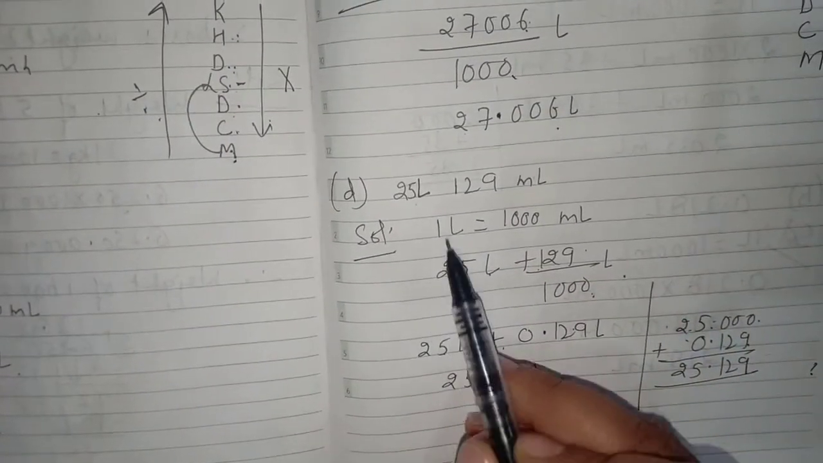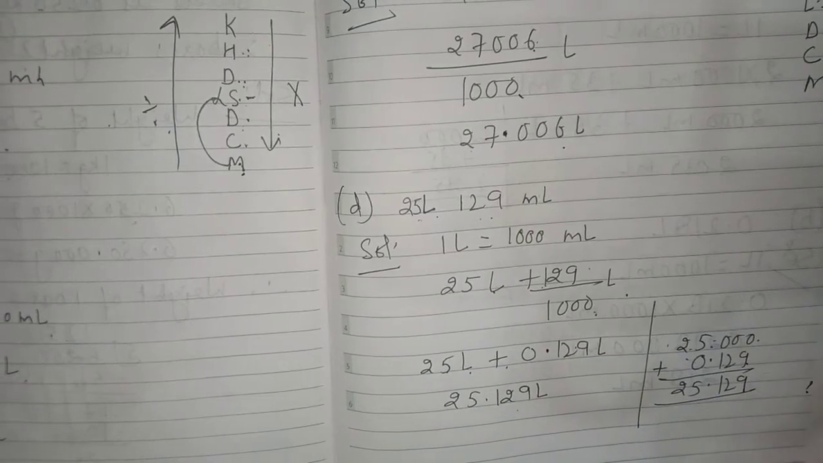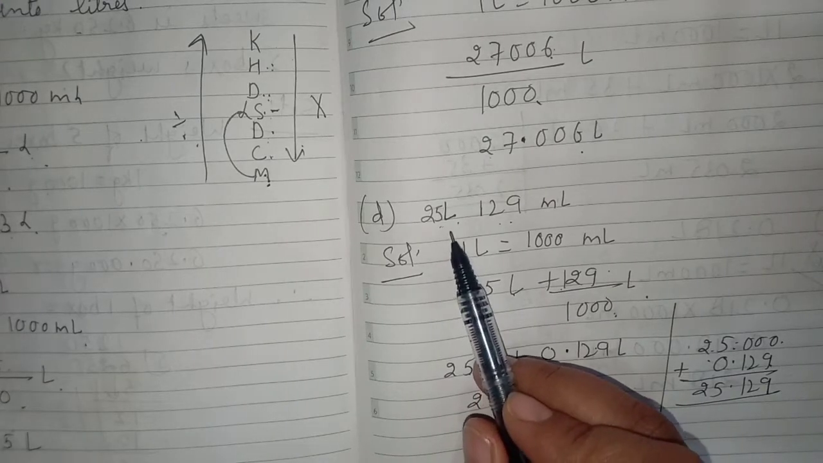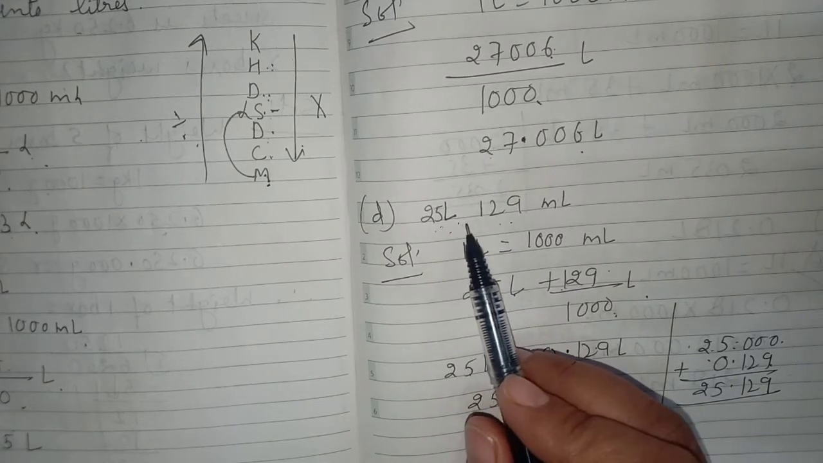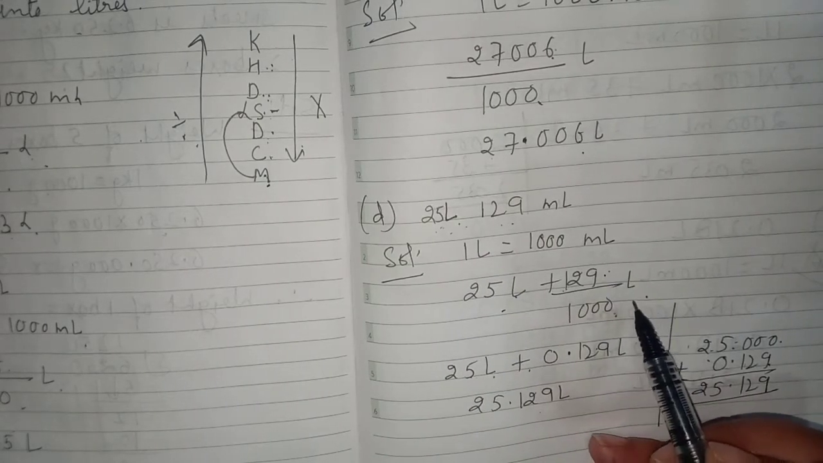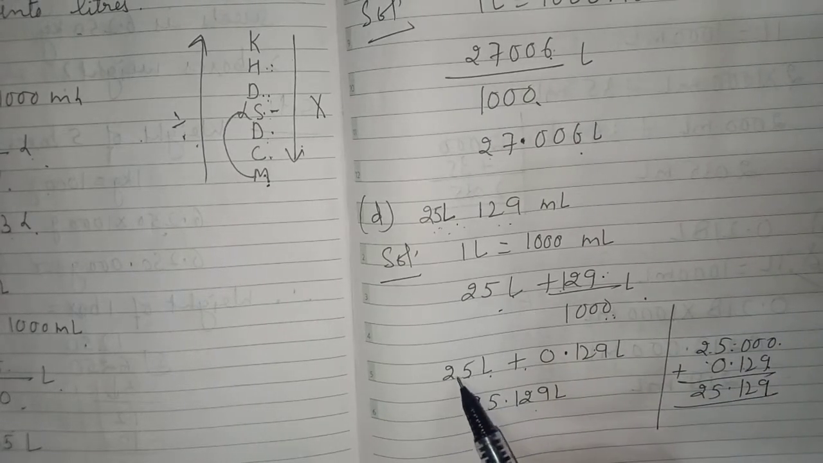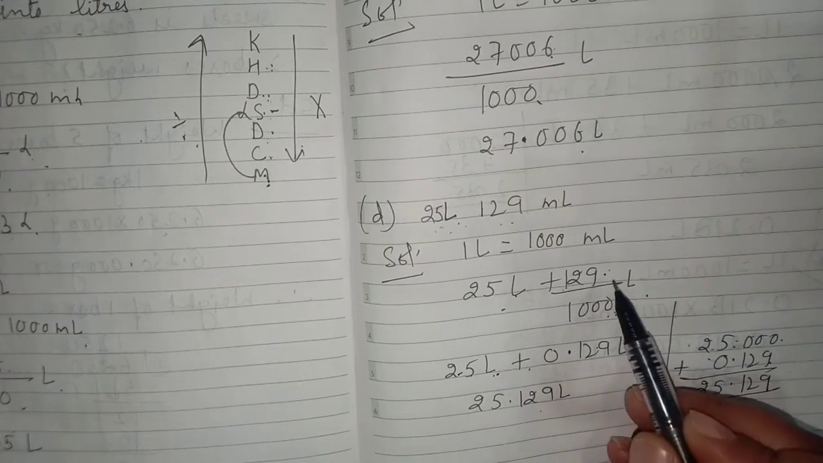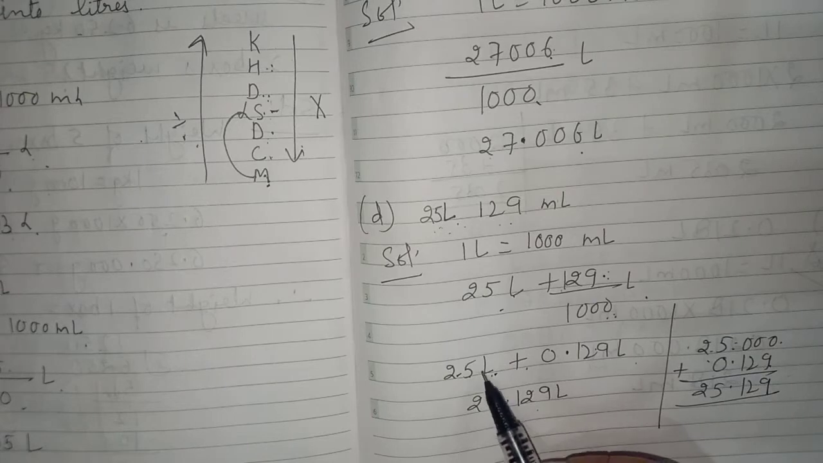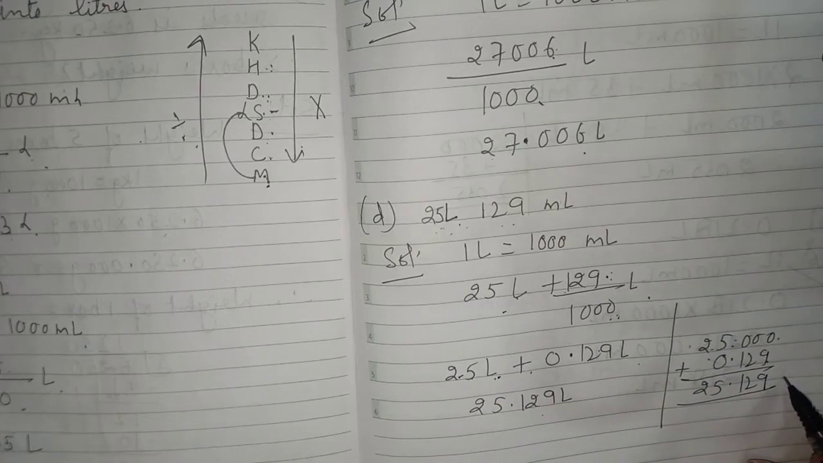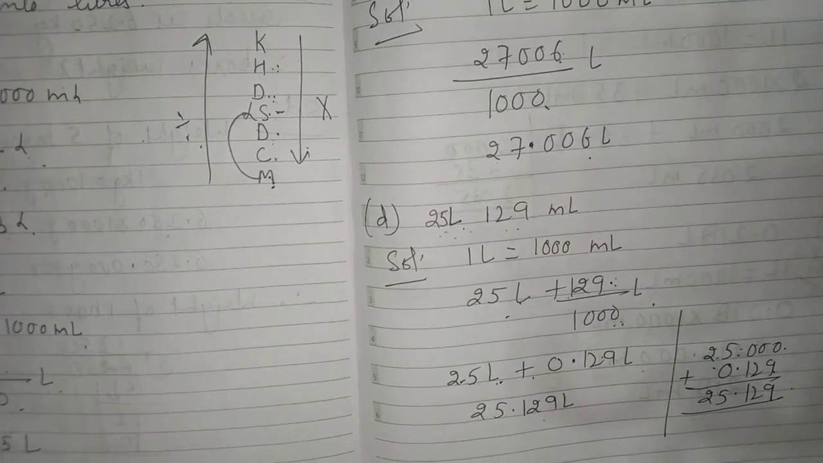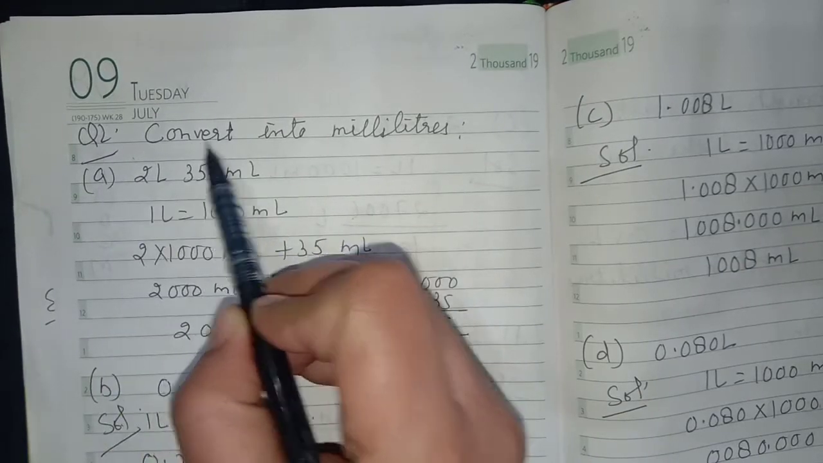Now part D, 25 liter 129 milliliter. Again we have to convert milliliter into liter, but liter will remain as it is. Here 25 is in liters, so it will remain as it is. And we will convert 129 milliliter to liter by dividing it by 1000. 25 liters will be written as it is, and when you divide 129 by 1000, you will get 0.129 liter. Now you have to add them, so the final answer will be 25.129 liter.